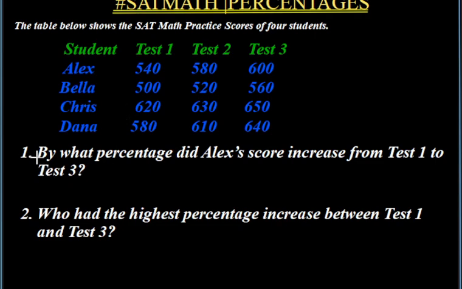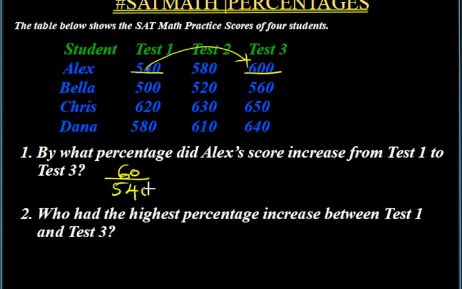The first question says, by what percentage did Alex's score increase from test 1 to test 3? In test 1, Alex scored 540, and in test 3, he scored 600. The increase is 600 minus 540, that is 60. So the percentage increase is increase over original amount times 100 over 1.